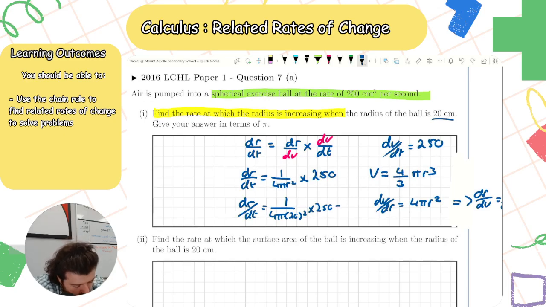which will equal, calculating, so this will actually be 5 over 32 pi.